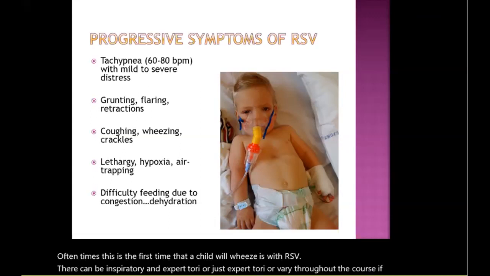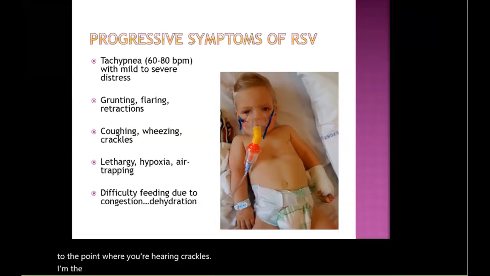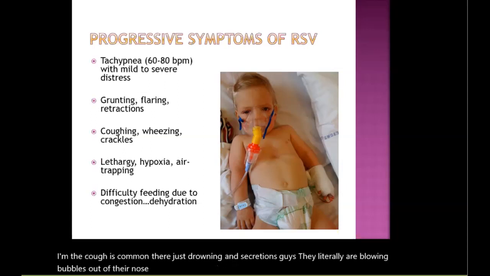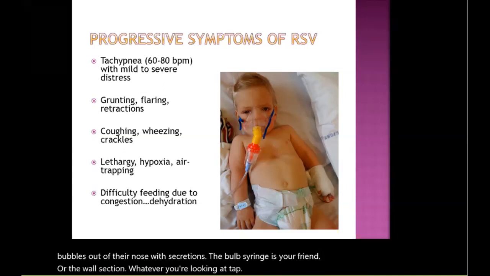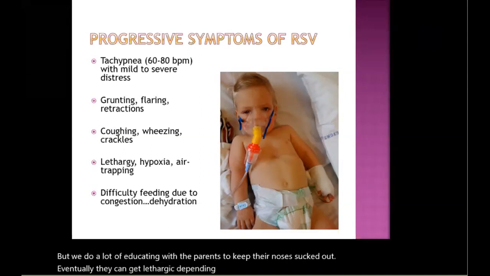If the child goes on to develop an RSV bronchiolitis / pneumonia, or an RSV pneumonia, it may get to the point where you're hearing crackles. The cough is common. They're just drowning in secretions, guys. They literally are blowing bubbles out of their nose with secretions. The bulb syringe is your friend, or the wall suction, whatever you're lucky enough to have. But we do a lot of educating with the parents to keep their noses sucked out. Eventually, they can get lethargic depending on how hypoxic they get.